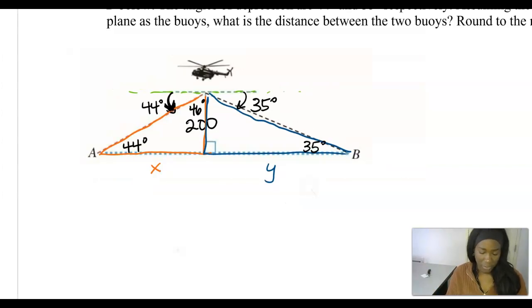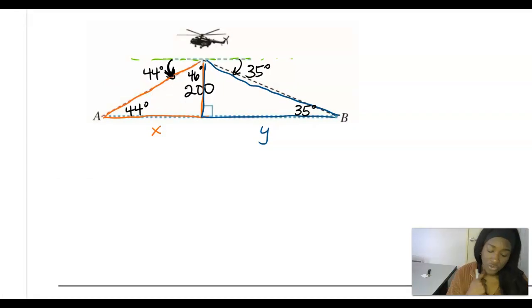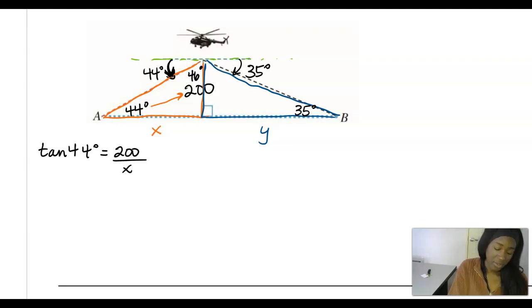So now that we have some angles on the inside of the triangle, we can start doing some right triangle trig. So inside of the first triangle, I'm trying to find x. That is adjacent to the 44 degrees. And we have the side that is opposite, the 200. So we would again be using tangent. The fact that tangent of 44 degrees is opposite over adjacent. That's 200 over x. We need to solve that equation for x. So first thing I'm going to do is just get rid of the fraction by multiplying both sides by x.